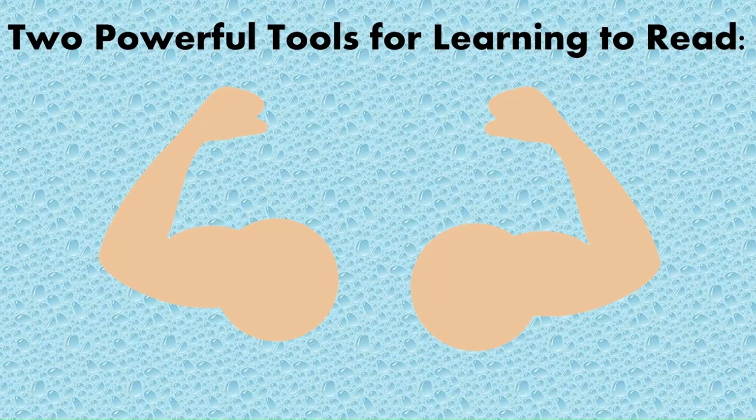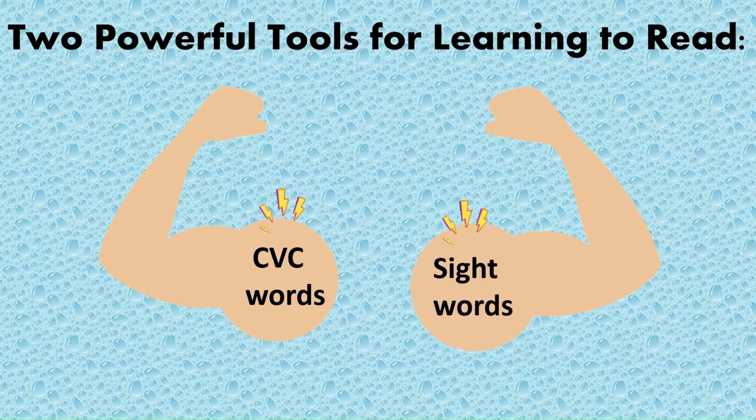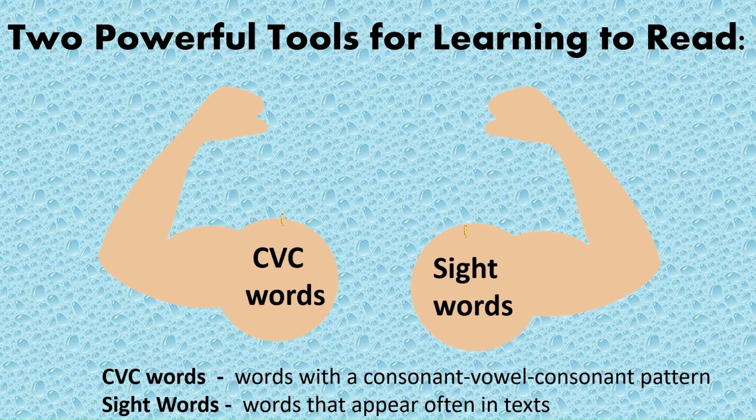Z. Now that we reviewed the letter sounds, let's look at two powerful tools for learning to read: CVC words and sight words. Practicing both will make you a faster and a more fluent reader in a short time.